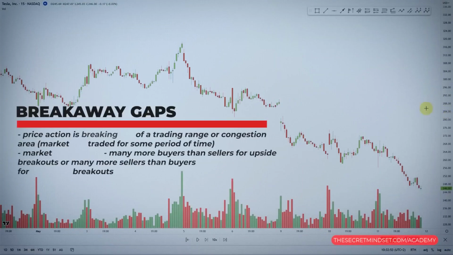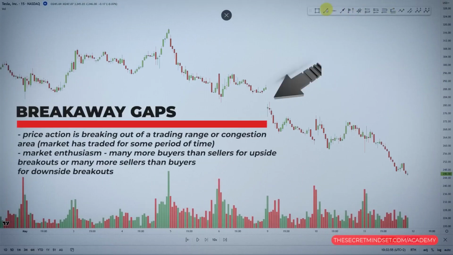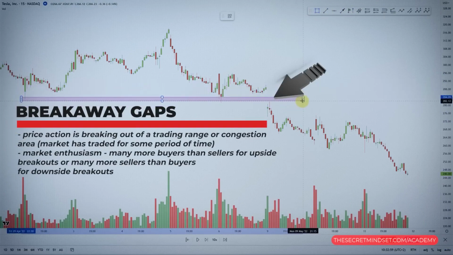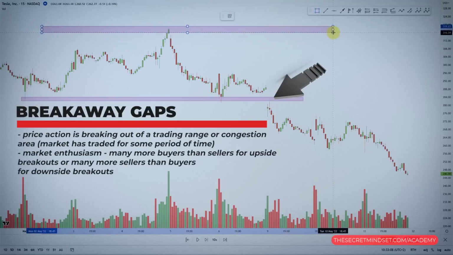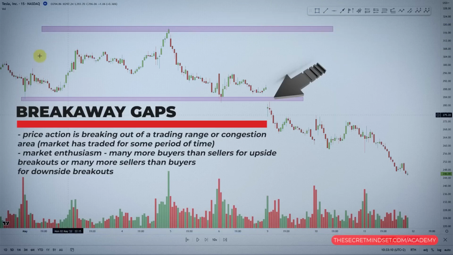Breakaway gaps occur when the price action is breaking out of a trading range or a congestion area. A congestion area is a price range in which the market has traded for some period of time, usually a few days. In order to break out of these areas, we need some market enthusiasm and many more buyers than sellers for upside breakouts, or many more sellers than buyers for downside breakouts.